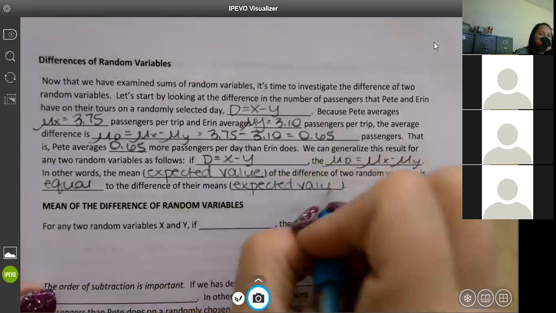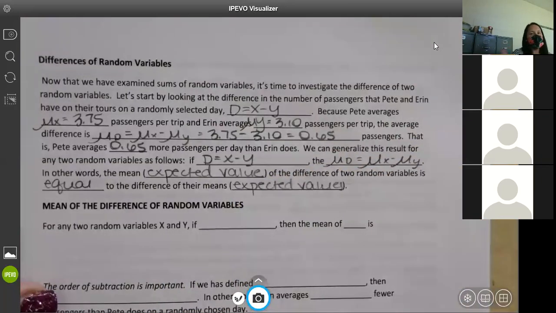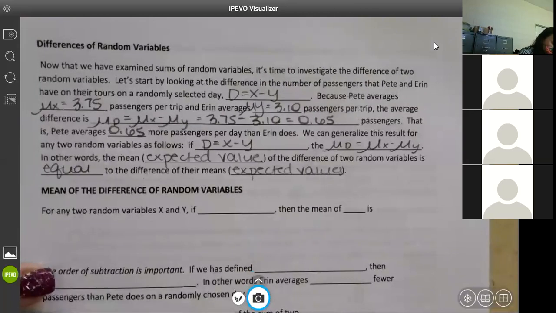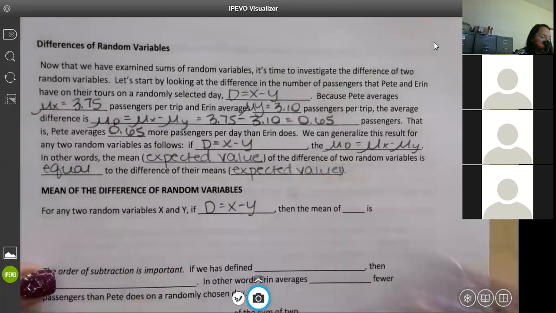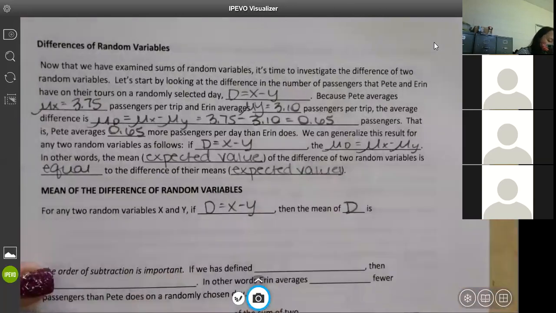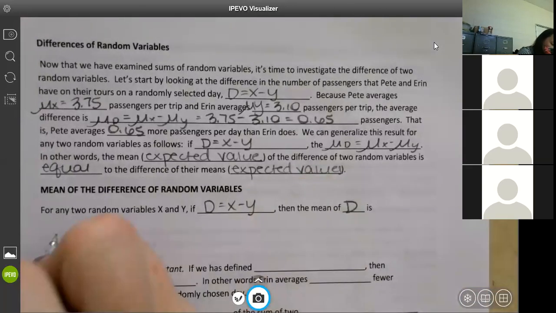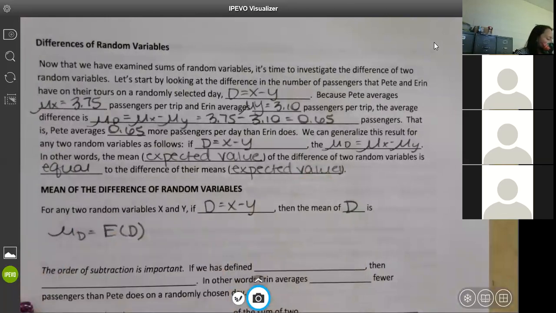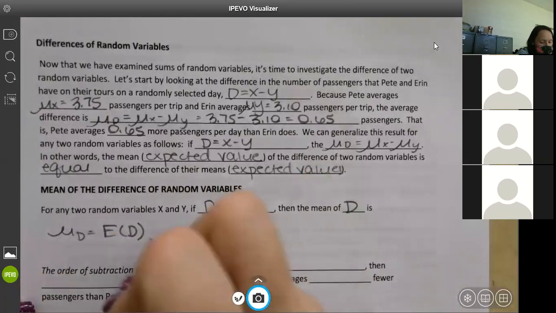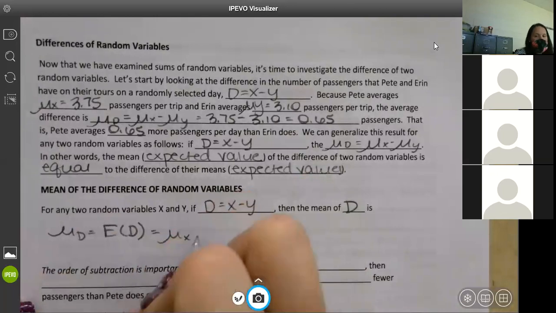And again, all they're doing is interchanging those two words. So mean and expected value are the same thing. So for any two random variables, X and Y, if we have a subtraction or a difference D equals X minus Y, then define the mean of D, which is the expected difference. All you do is the mean of X minus the mean of Y.